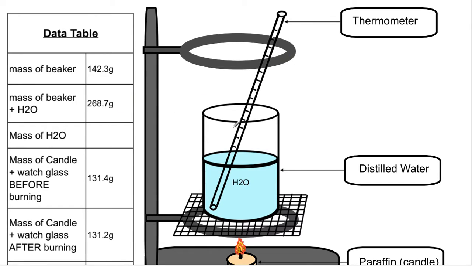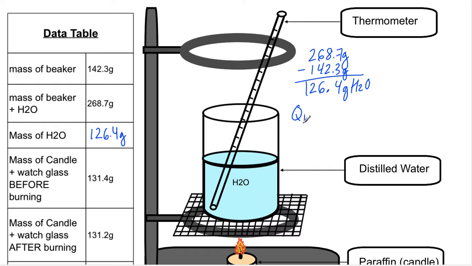So here we go. Hopefully you've paused the video and you've restarted it now. The first thing we're going to do is fill in this cell of our data table. So we're going to take the difference of 268.7 grams, and we're going to subtract 142.3 grams. When we do that, we get 126.4 grams of water. I'm going to plug that right in here, and I'm going to use that because I'm going to find the Q value of the water.